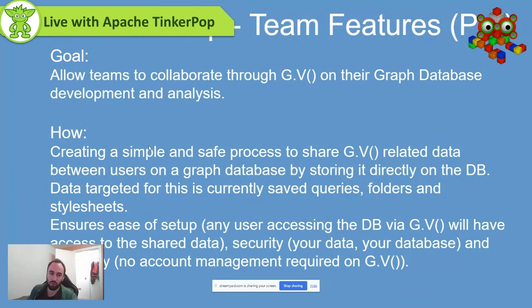So the idea is to try and create a simple and safe process to store this G.V related data between users. Now, one additional challenge with this particular functionality was, okay, where do we store the data? Because we don't really want to run into a situation where we're having to host potentially sensitive customer data. Say, for instance, if you write a query and it happened to contain something in it that we shouldn't really know. And so the idea is that all of this information will be stored directly on the database.